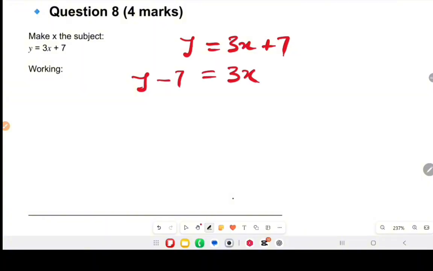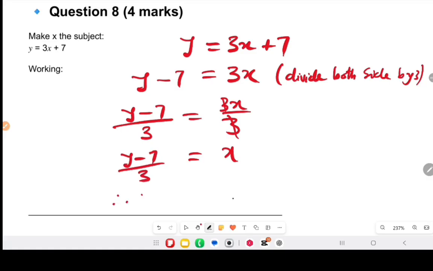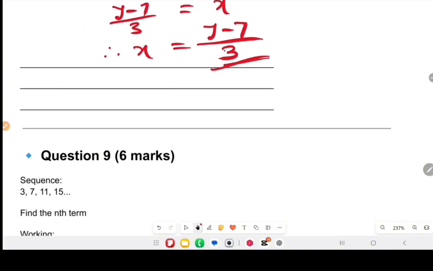How do we make x stand on its own? We divide both sides by 3. When we divide both sides by 3, we have y minus 7 all over 3 equals 3x all over 3. 3 cancels 3, left with x equals y minus 7 all over 3. Therefore, x is equal to y minus 7 all over 3 when we make x the subject of formula.